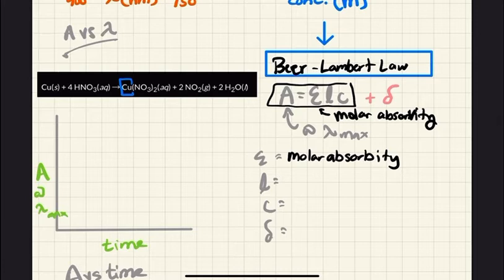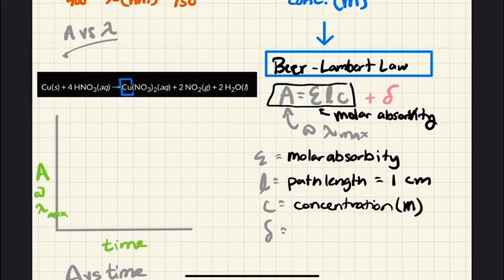Then L is the path length, and that's the path of the light through the sample. And this is equal to 1 centimeter pretty much always. So there is usually no need to plug in any value for L. It will just be 1 centimeter, because the cuvette is a centimeter wide. C is the concentration, and that should be in molarity, but that means that your molar absorptivity will be in terms of molarity as well, so keep that in mind.